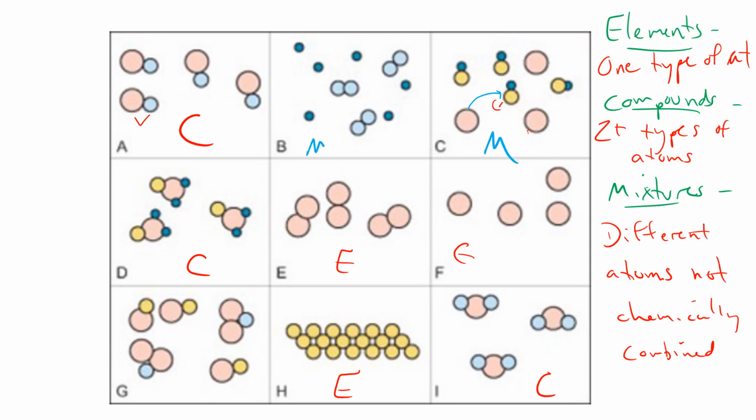This is also going to be a mixture because you have two different atoms that are not touching. They're not bonded together. This one, you have a compound here and a compound here. There are two different ones, so that's also going to be a mixture. Again, you have those different atoms. They're not all chemically bonded together. That's what makes them work.